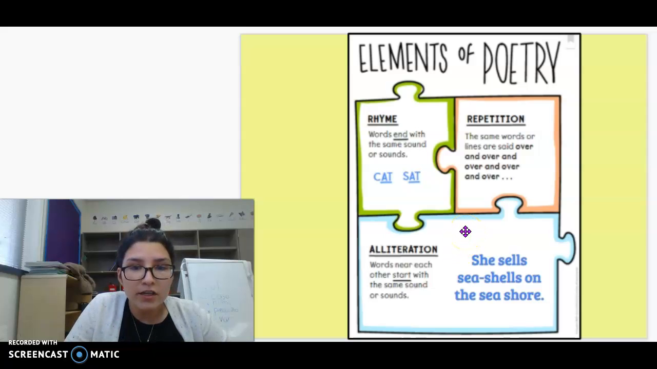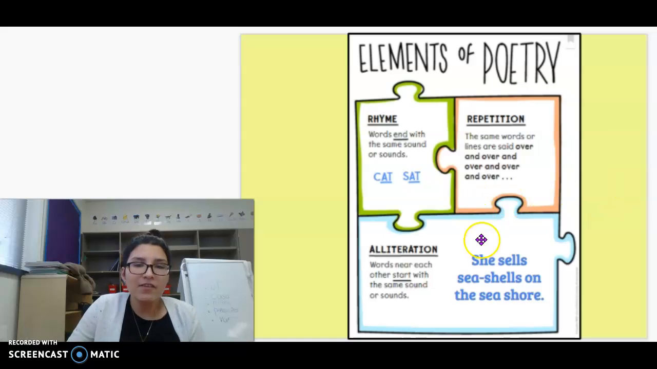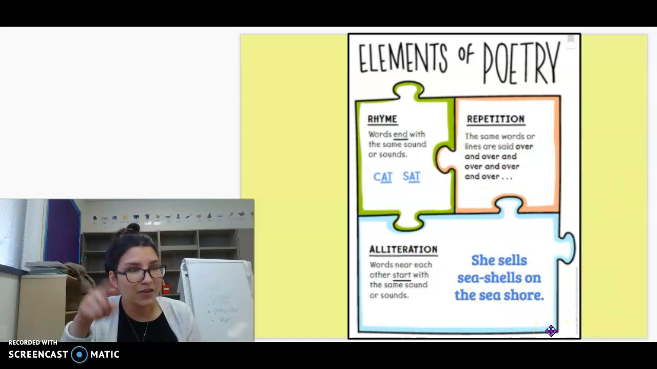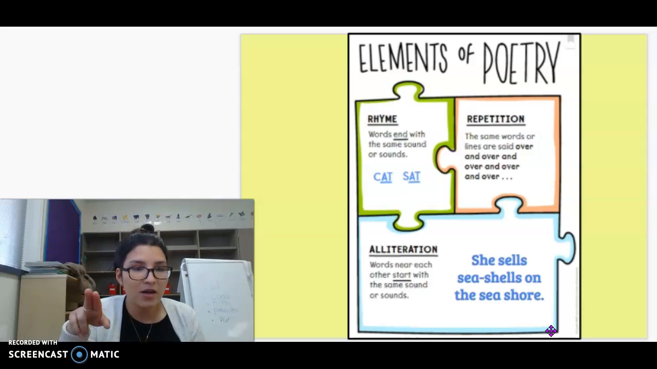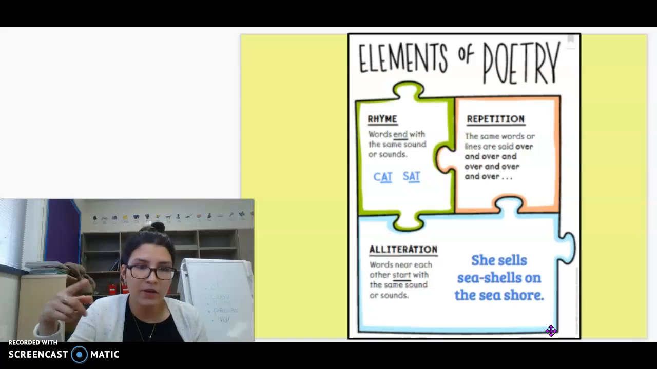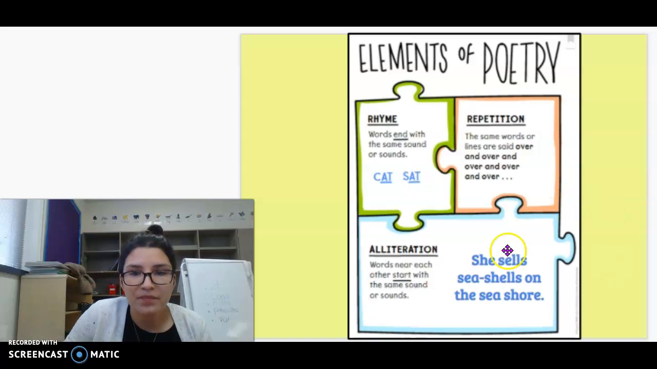Alliteration. Words near each other start with the same sound or sounds, okay? So I have a new one right here for you, and I'm going to say it, then I'm going to have you practice saying it, and then we're going to talk about which letter or sound do we keep hearing over and over again. She sells seashells on the seashore.